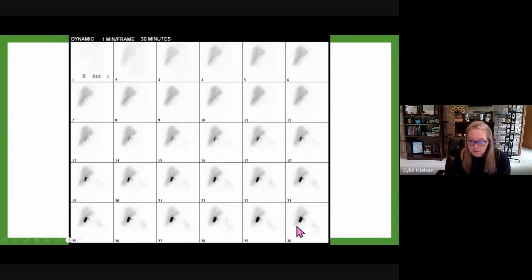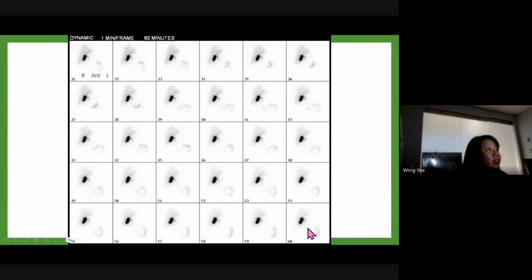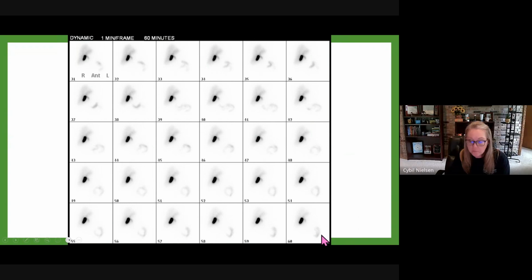All right, here's 30 minutes of imaging, 60 minutes of imaging. What do you see? I don't see the common bile ducts, but there's bowel. Okay, so you're seeing liver, gallbladder, bowel. So at this point, all we know is it's not acute. It could still be normal. It could still be chronic.